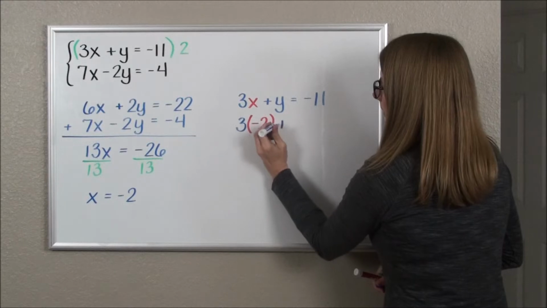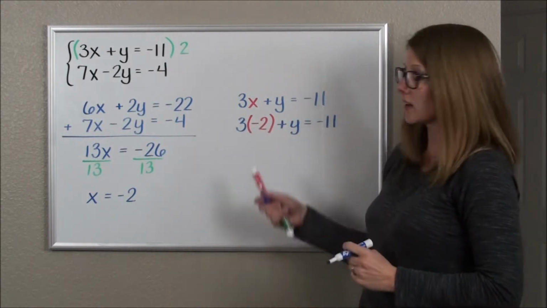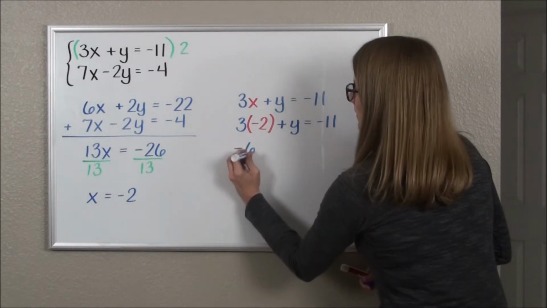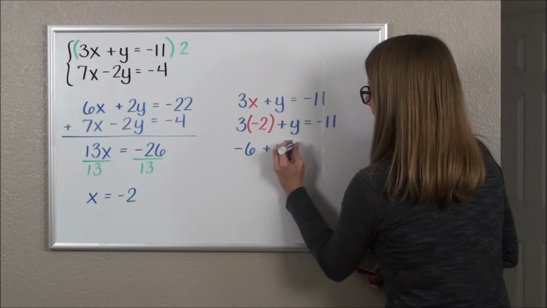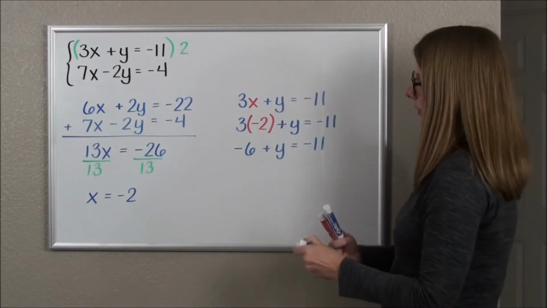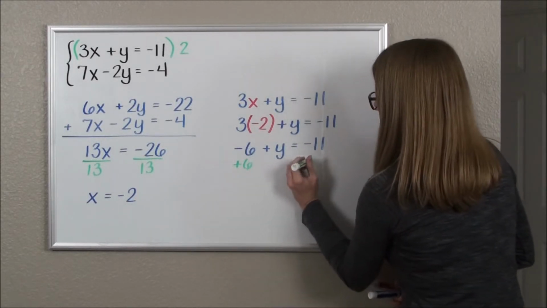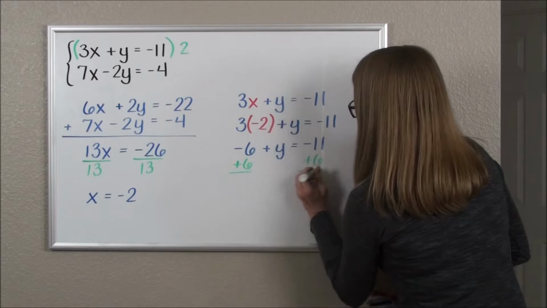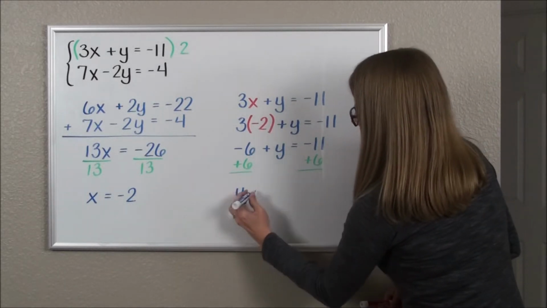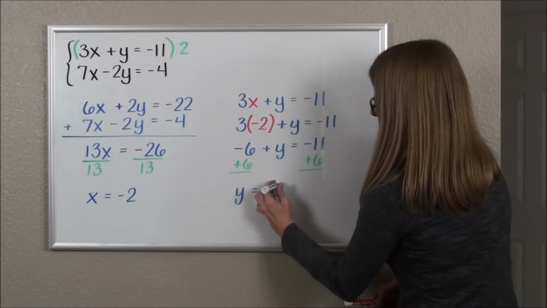Everything else I can copy. And now it's a matter of solving for y. So I have 3 times -2, which is -6. I want y by itself, so I'm going to relocate that 6. Since it's negative, I'll add to both sides. And so now y is by itself on the left. On the right, -11 plus 6 gives me -5.